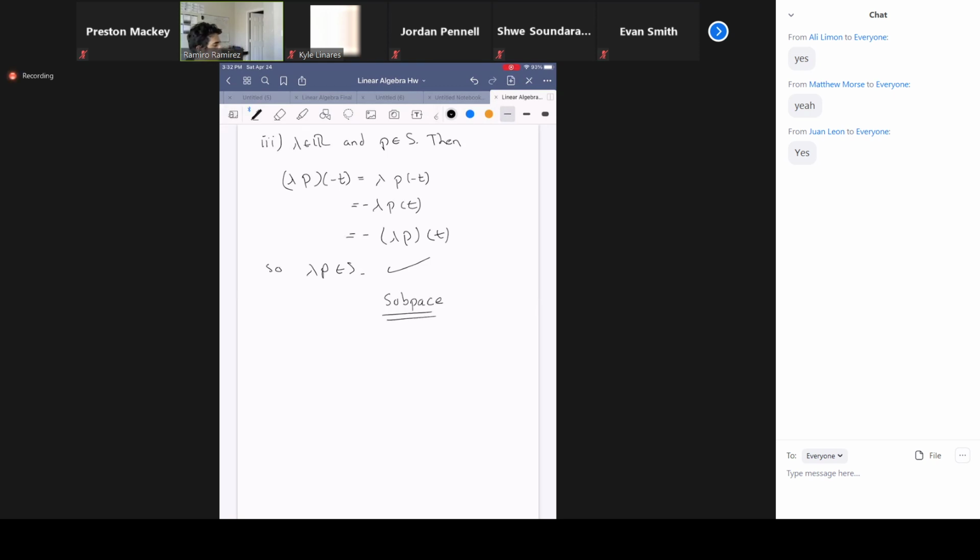Okay, so I guess I can just try to do the rest of them here. It won't take too much longer, since there's D, E, and F, right? So this one's D. So S is equal to the set of P of T such that P prime at T is constant.